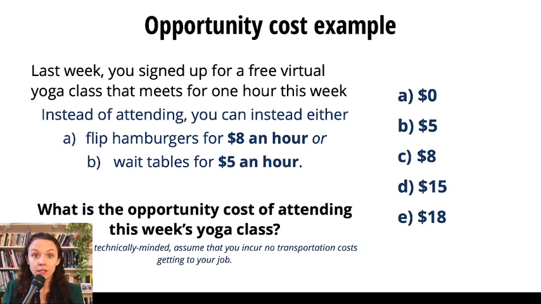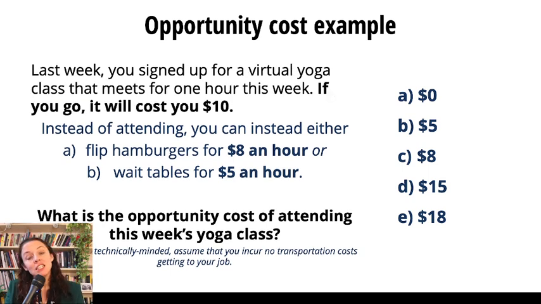If I go to the yoga class, I spend nothing. But if I went and worked, I would have $8. So I'm down $8 by going to the yoga class in terms of the opportunity cost. This changes the calculation a little bit if there is a cost of the yoga class. Because now, if I go to the yoga class, I pay $10. And if I work at my best option, flipping hamburgers, I earn $8. The gap between those two is $18. So now the opportunity cost of that yoga class is $18, not $10, and not $8.